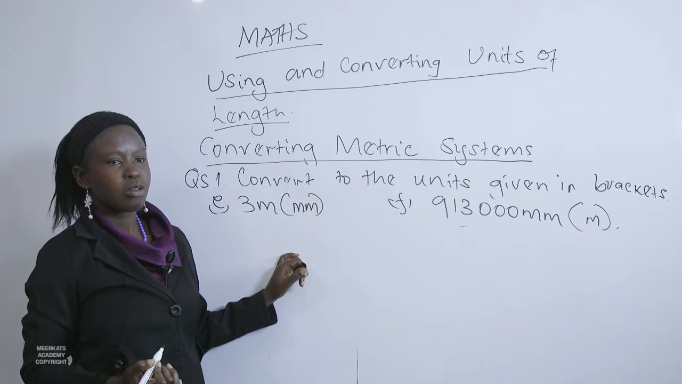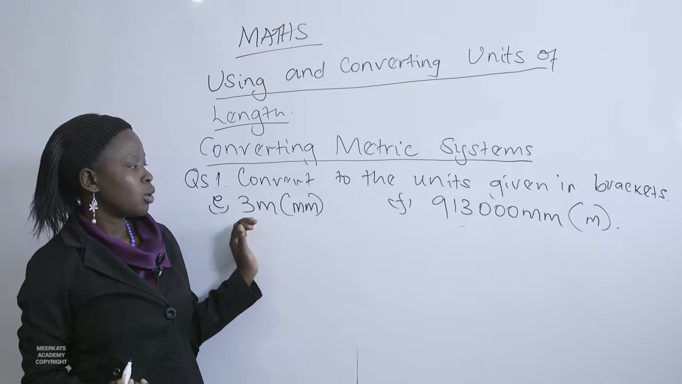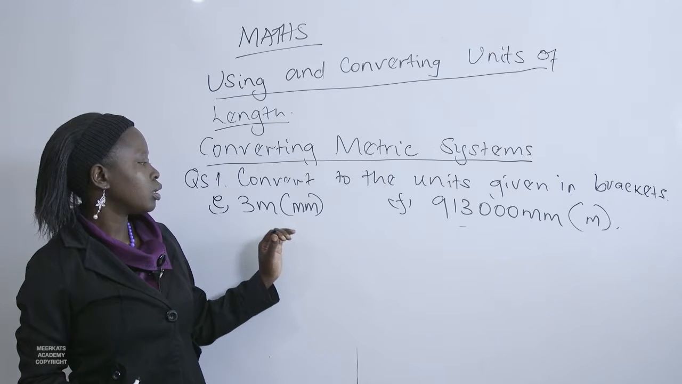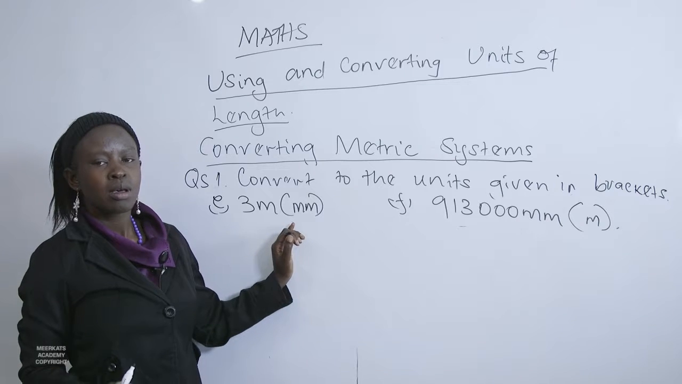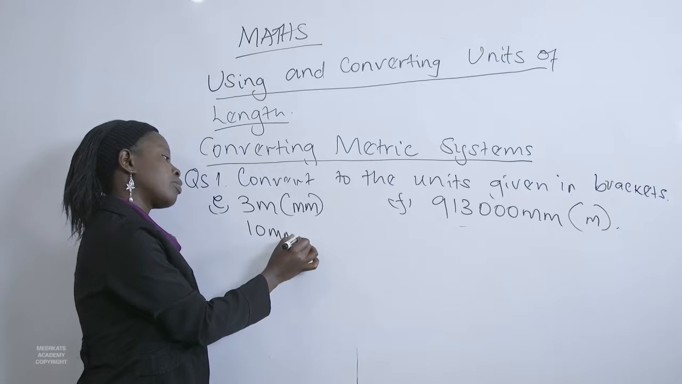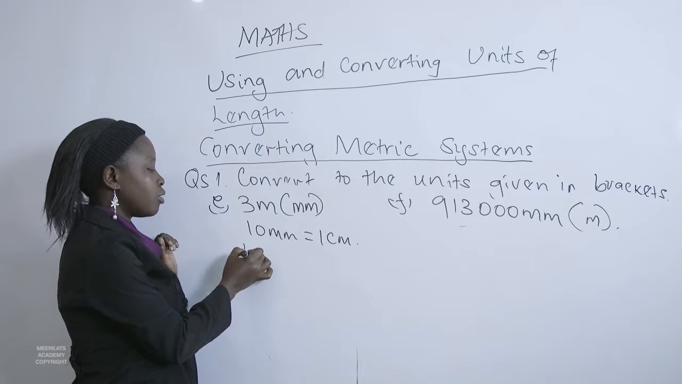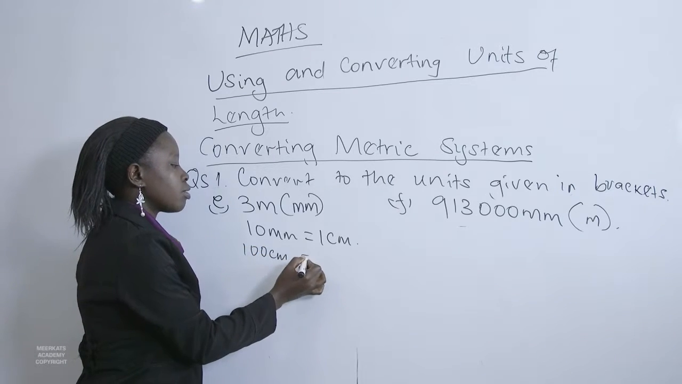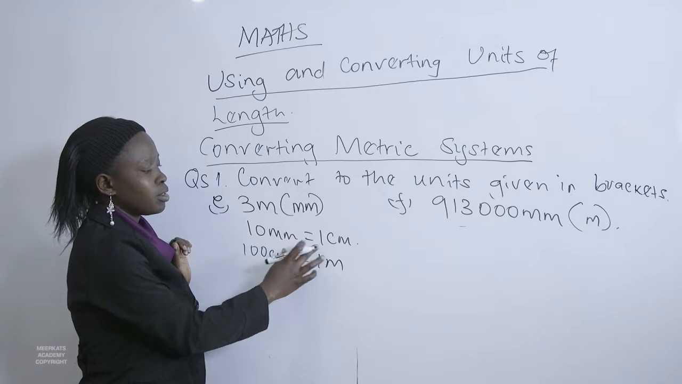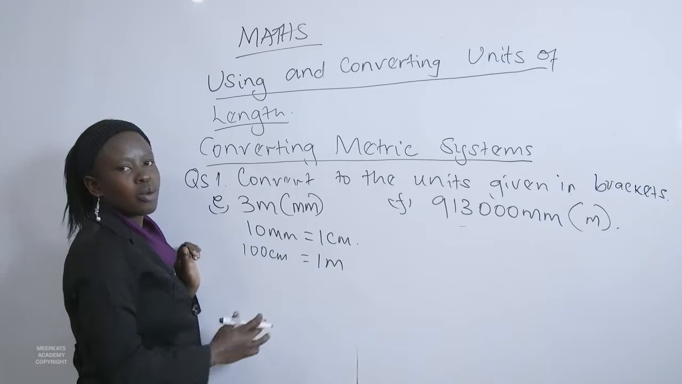So some more questions on the same. We have 3 meters. We convert the 3 meters to millimeters. So that means we need to know what is the relationship between the meters and millimeters. But the first thing that we know is that 10 millimeters is equal to 1 centimeter. And at the same time, we know that 100 centimeters is equal to 1 meter. So 10 millimeters is 1 centimeter, and 100 centimeters is equal to 1 meter.